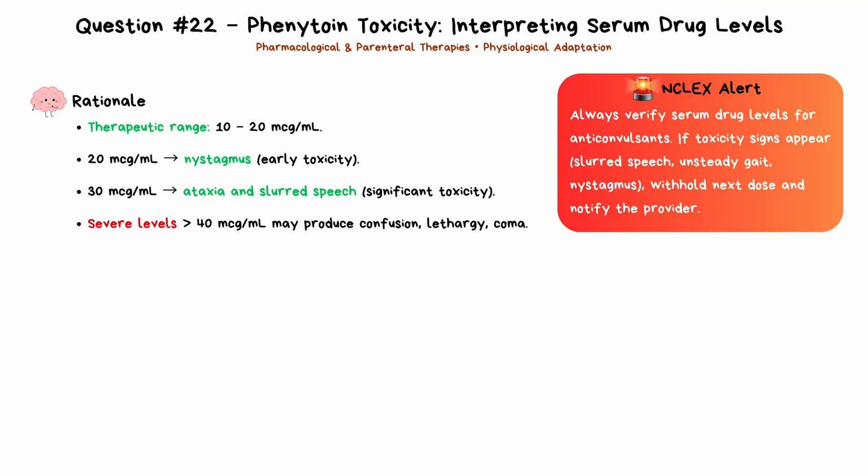Here's your NCLEX alert. Always verify serum drug levels for anticonvulsants. If you see unsteady gait, slurred speech, or rapid eye movements, hold the next dose and notify the provider immediately. Toxicity develops silently and can progress fast.